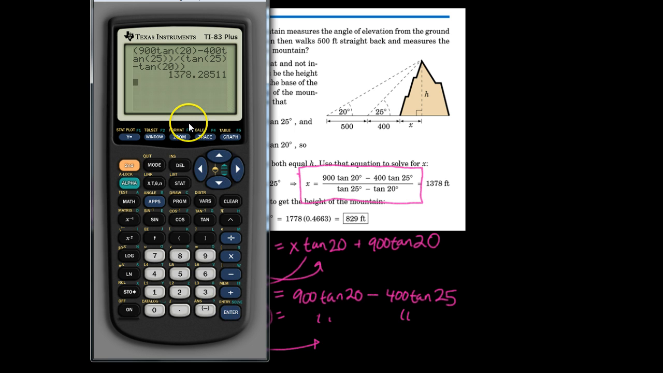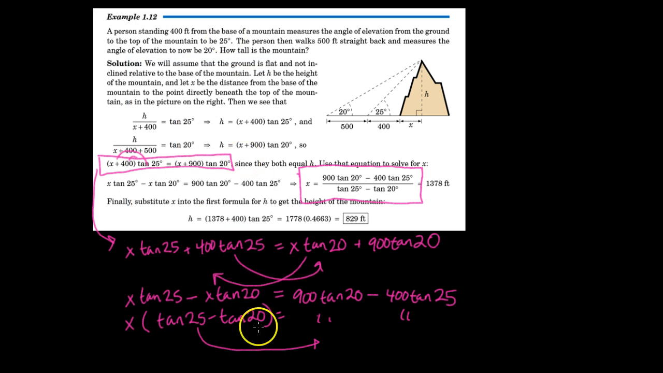All right, so we got that answer, 1,378 feet. Now that's the height of the mountain. Okay, so when you do these and when you write your assignment out, please answer it in some kind of nice sentence, like the height of the mountain is this. Oh, actually, no, that's just x, right? So we actually haven't found the height of the mountain. We just found x, remember?